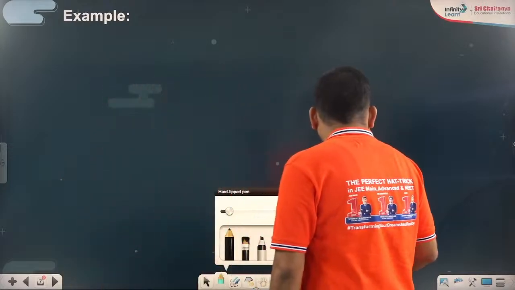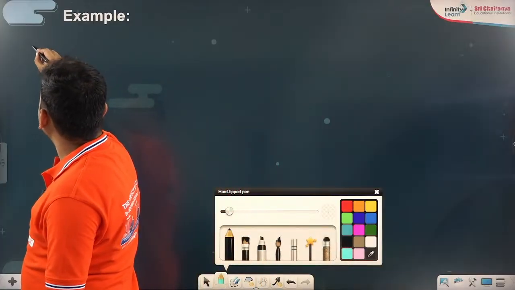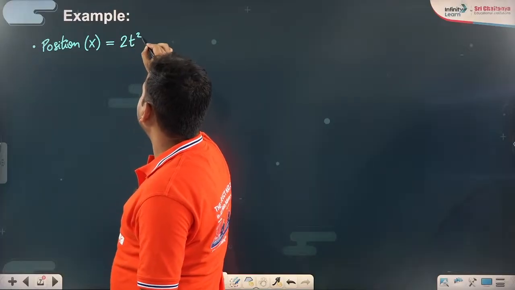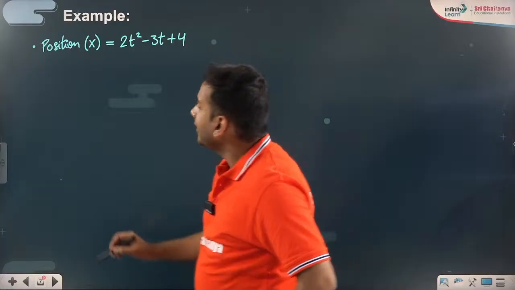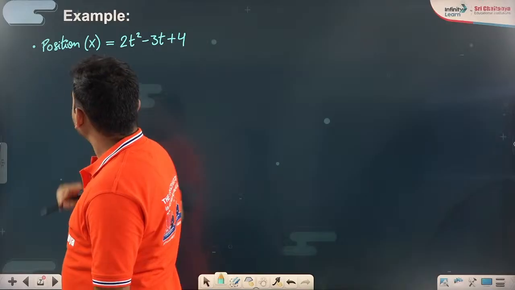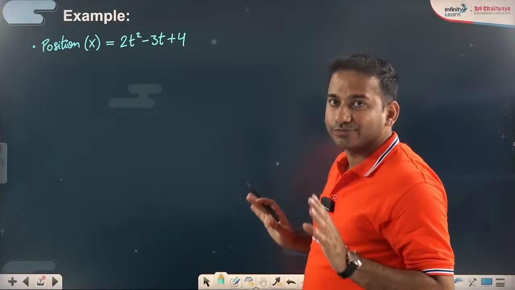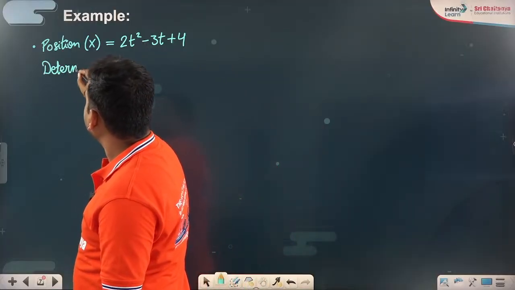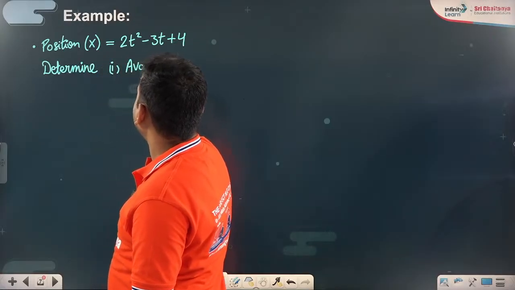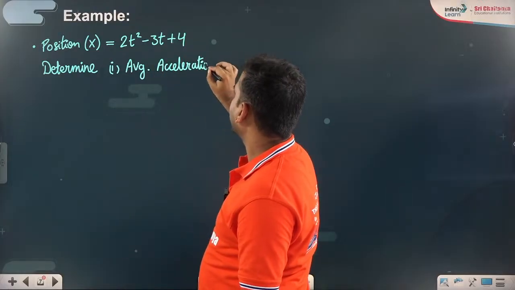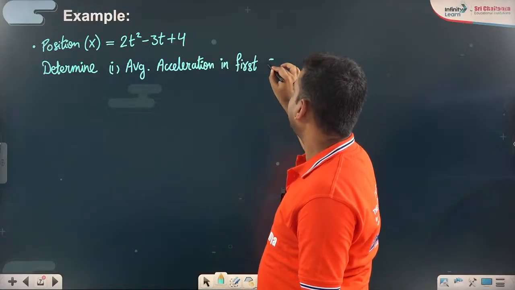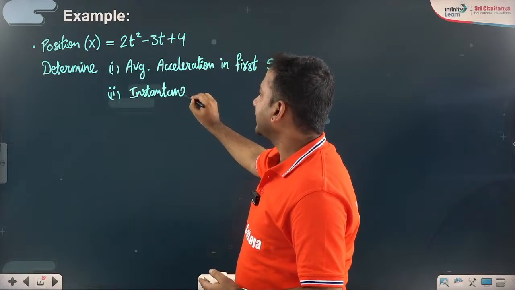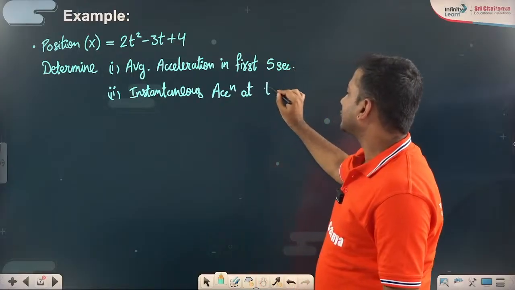So one example is, I'm giving you a very basic example here. Suppose position vector x is given with respect to time as 2t square minus 3t plus 4. I think it is similar to the expression which I have just taken. And if the examiner is asking you to determine, so directly if they ask the average and instantaneous velocity, you know what to do. Okay, directly you can substitute and directly you can differentiate. But if they ask determine the first part, average acceleration in first 5 seconds, and second part they are asking you instantaneous acceleration at t equals to say 4 seconds.